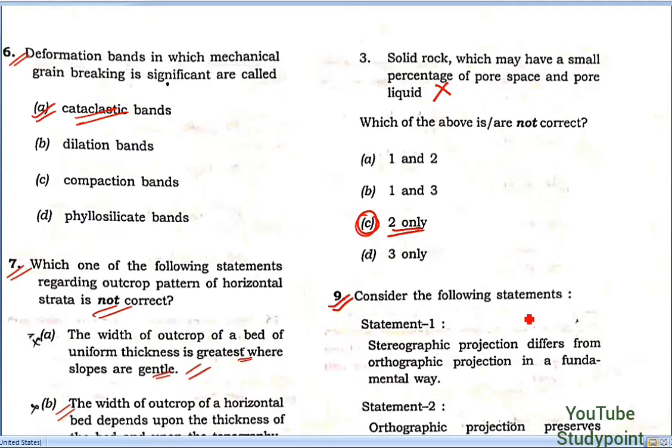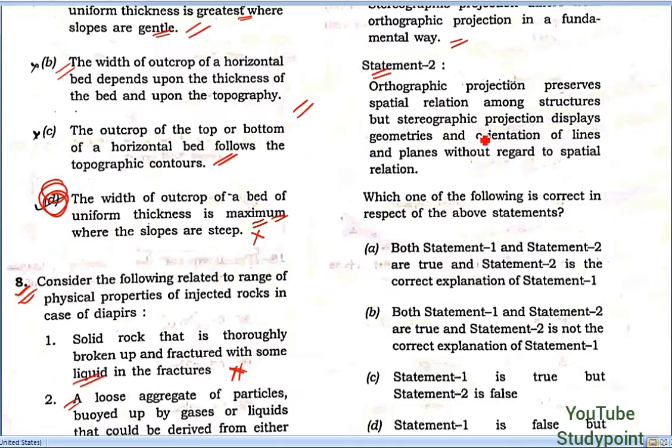Next, question number 9. Consider the following statements. Here are given two statements. Statement 1: Stereographic projection differs from orthographic projection in a fundamental way. This is right. Next, statement 2: Orthographic projection preserves spatial relation among structures, but stereographic projection displays geometry and orientation of lines and planes without regard to spatial relation. This is also right. Here, statement 2 is the correct explanation for statement 1. The right answer is option A.